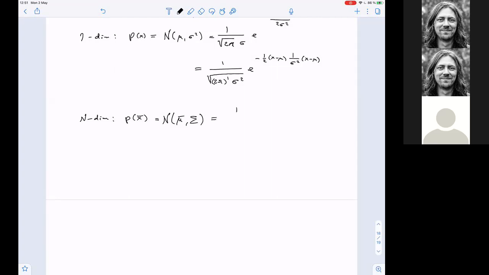So this generalization follows the same form as above. It's 2 pi to the nth power, and it's now the generalized variance, so the determinant of the sigma matrix. And then it's e to the power minus 1/2, x vector minus mu vector transposed, and then the inverse of the covariance matrix, and then x vector minus mu vector again. So you see this is the same form as the 1D distribution I wrote before.